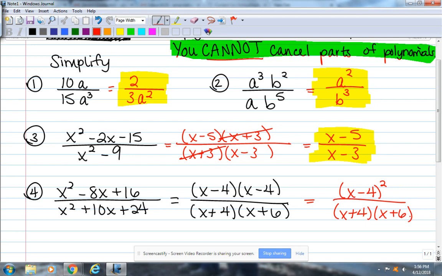So you have done this before if you had me for Algebra 1. Okay, then you've done this before. So that one didn't simplify.